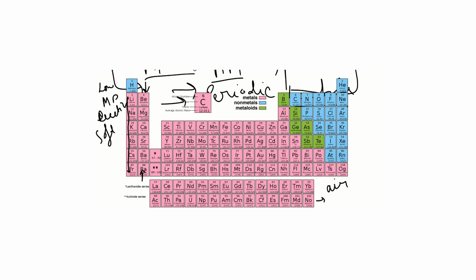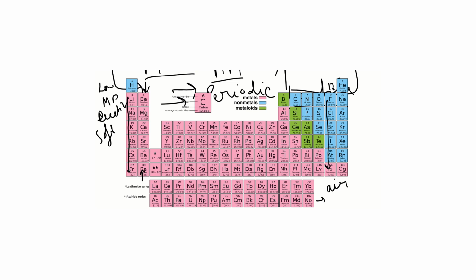Next come the halogens. Halogens are the elements in group number 17. This is group number 17. These are non-metals, blue in color, except this one, tennessine, Ts. And these non-metals are highly reactive and extremely corrosive.